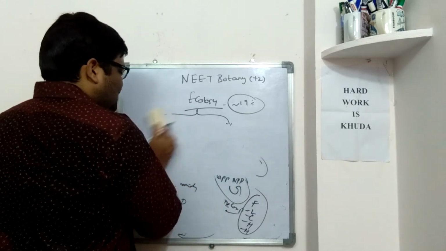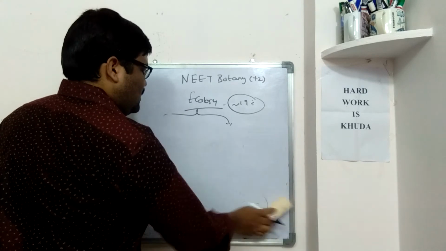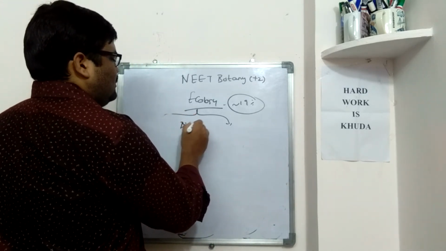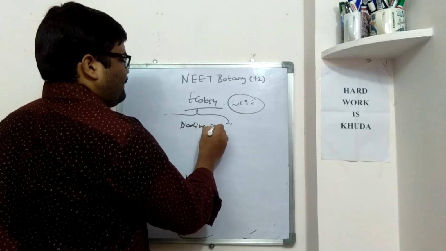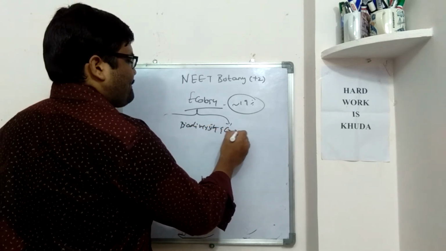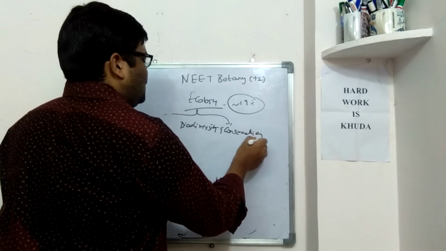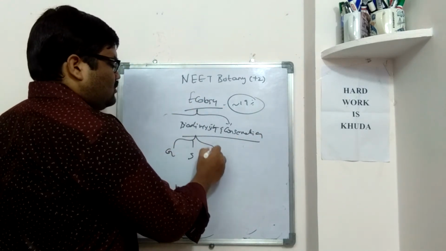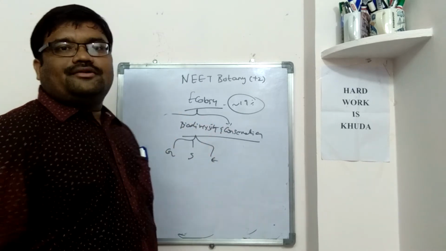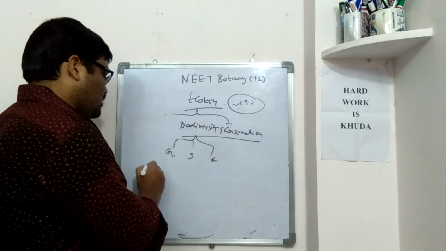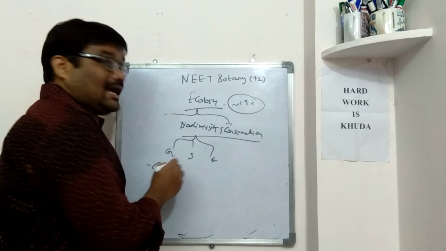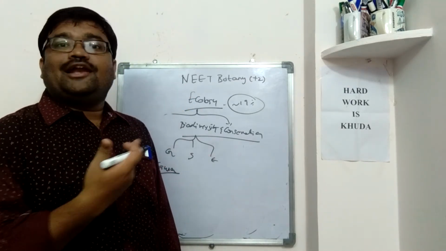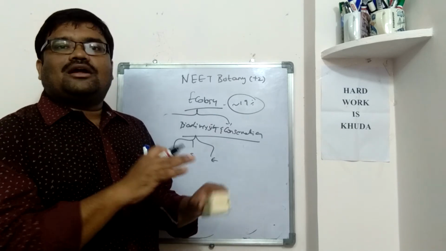Apart from these, we have to learn about biodiversity and its conservation. Learn the basics of biodiversity: genetic biodiversity, species biodiversity, ecological biodiversity, and the losses of biodiversity and causes of biodiversity, like habitat fragmentation, overexploitation, and introduction of alien species. So these are the different causes of biodiversity loss.